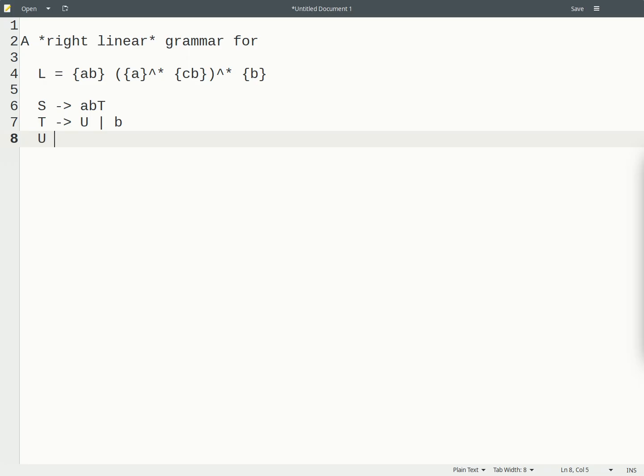So now our variable U is responsible for generating at least one word from this inner language, and once it's done, switch back to T. So U now generates an arbitrary number of a's followed by cb. How do we do this? We generate an a followed by U, and once we are done, we finish with cb and we switch back to T.